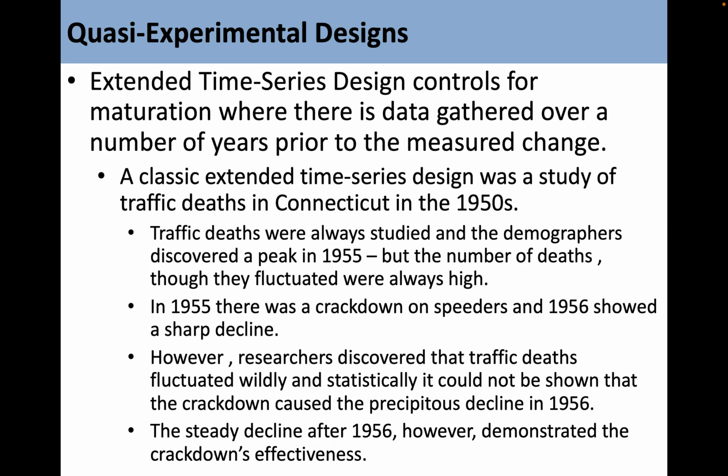Extended time series design controls for maturation, where there is data gathered over a number of years prior to the measured change. A classic extended time series design was a study of traffic deaths in Connecticut in the 1950s. Traffic deaths were always studied, and the demographers discovered a peak in 1955. But the number of deaths, though they fluctuated, were always high. In 1955, there was a crackdown on speeders, and 1956 showed a sharp decline. However, researchers discovered that traffic deaths fluctuated wildly, and statistically it could not be shown that the crackdown caused the precipitous decline in 1956. The steady decline after 1956, however, demonstrated the crackdown's effectiveness.